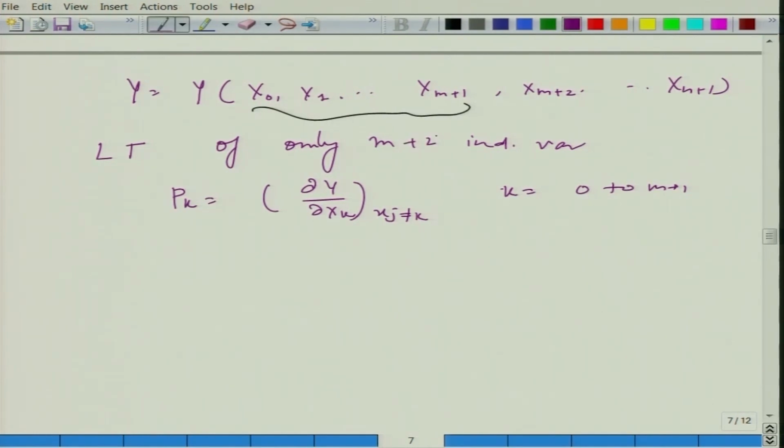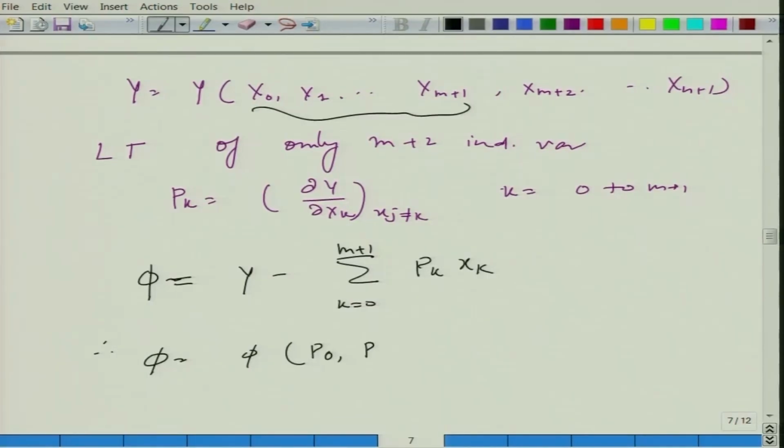So in that case what would be the Legendre transformation function? This can be written as phi is equal to y minus summation k is equal to 0 to m plus 1 of p k x k. Okay. And therefore your phi is going to be phi of p 0, p 1 till p m plus 1. This is a Legendre transformation of only m plus 2 variables, and then you have x m plus 2 till x n minus 1.